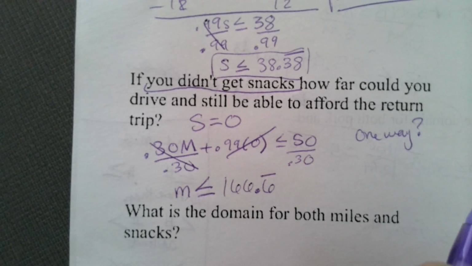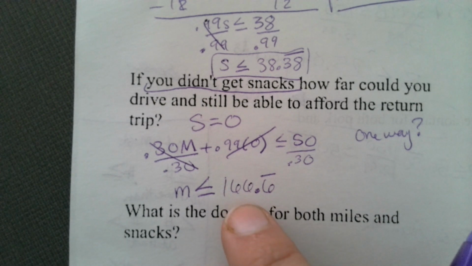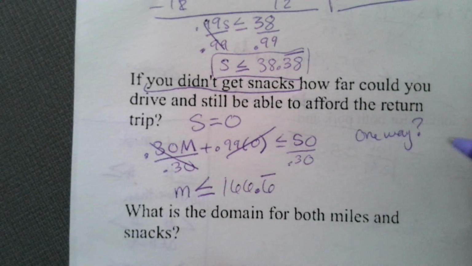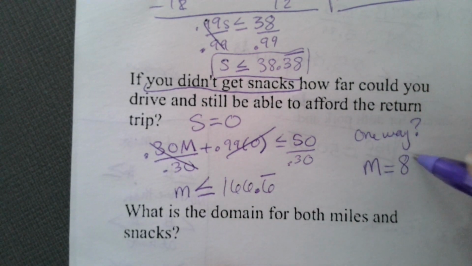One direction, 166.66666. Sure, but then I can't get back. Well, you said one way. You said one direction. Yeah, but if we want to get back on the same tank, on the same money, how far could I go? Divided by 2. If that's the case, it would be 83.3.